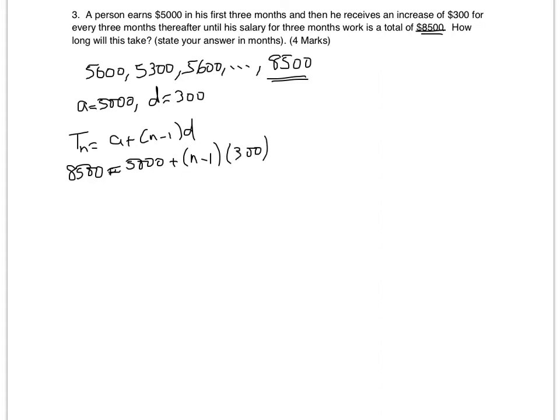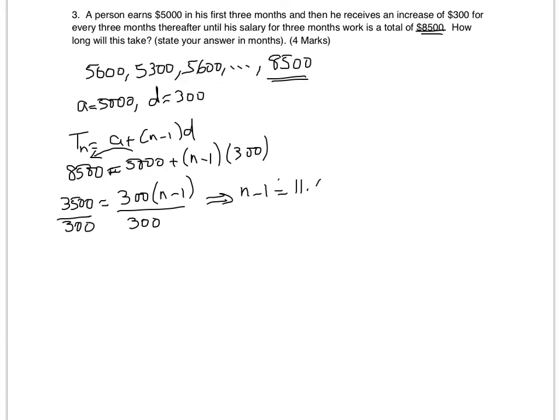Now let's simplify this one. I can move 5,000 to the left. I get 8,500 minus 5,000, which is 3,500, is equal to 300 times (n - 1). Divide both sides by 300. You get that n minus 1 is approximately 11.67. Move negative 1 to the right, I get n is 12.67.